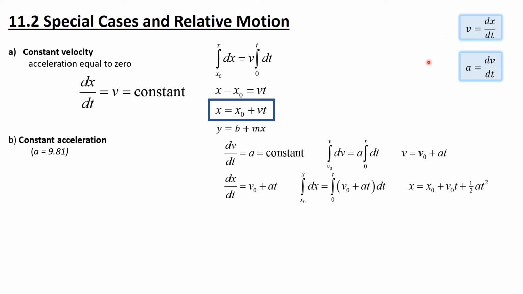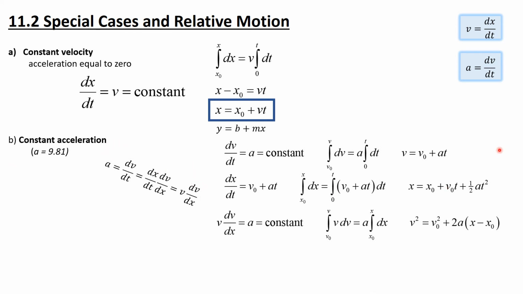Is there anything else that we can do? Any other equations that we can do for constant acceleration? I should have put one more equation up here. Instead of a equals dv dt, remember how we can split this apart? You can split it into dx dt and dv dx, just a little chain rule there. And then dx dt is velocity, so acceleration is also v dv dx if we want to see how acceleration changes with position. So if we use this other definition for acceleration, what do we get?